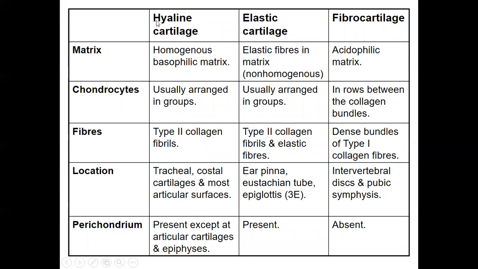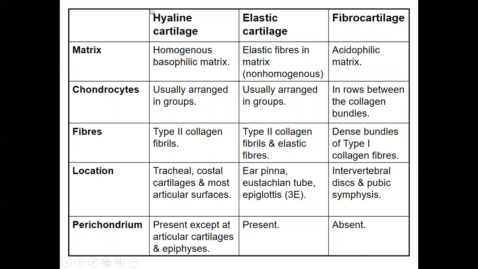For the fiber, hyaline cartilage has type 2 collagen fiber, elastic cartilage has type 2 collagen fiber and elastic fiber. We have the additional part here, elastic fiber for the elastic cartilage. And the fibrocartilage has bundles of type 1 collagen fiber. For the location, hyaline cartilage can be found in the trachea, costal cartilage, and most of the articular surfaces. Elastic cartilage can be found in the ear pinna, eustachian tube, and epiglottis. And fibrocartilage can be found in the intervertebral disc and also the pubic symphysis.